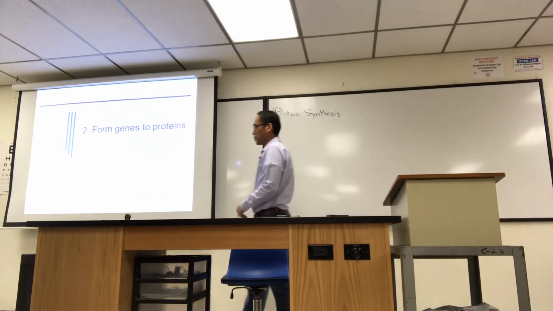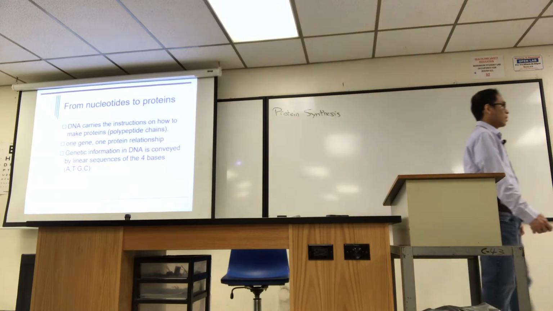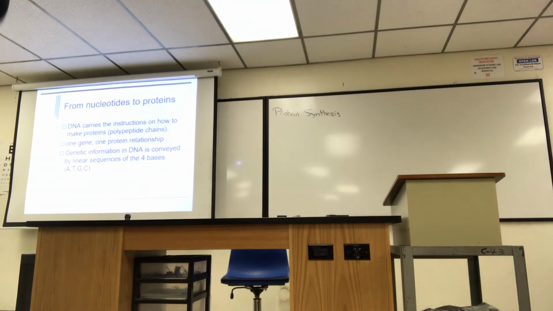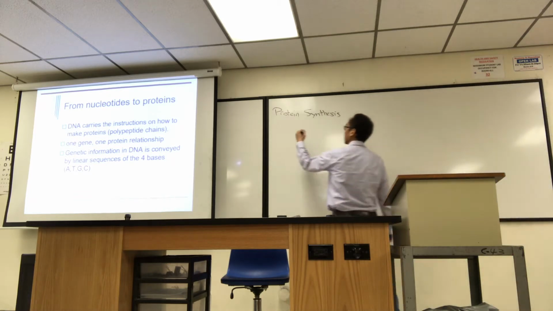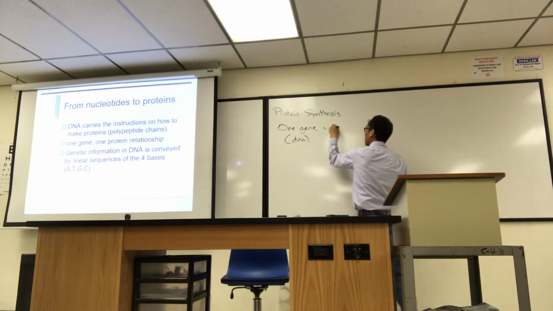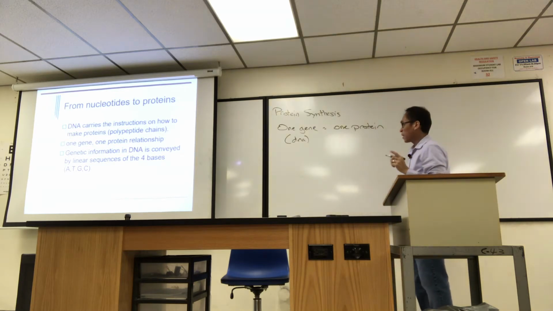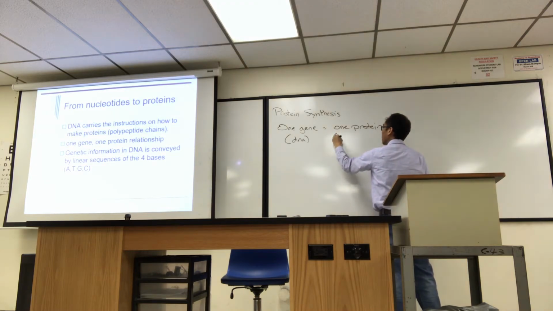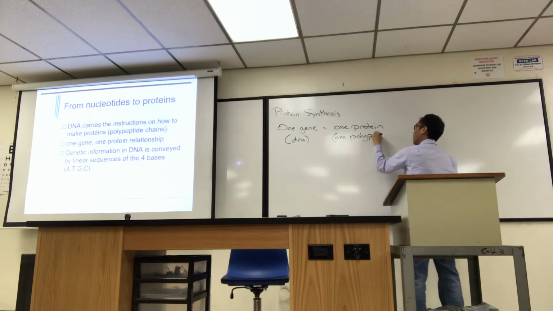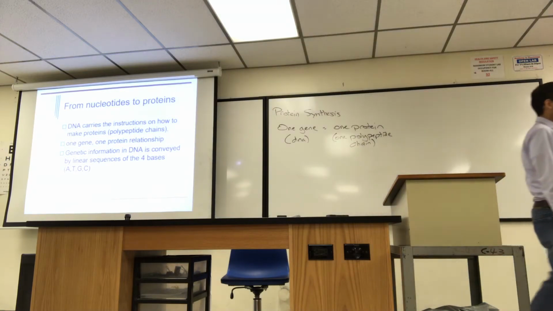Well, let's start with the lecture material from genes to proteins, or protein synthesis. From nucleotides to proteins. DNA, nucleotides, carries instructions on how to make proteins. And it's a one gene, one protein relationship. One gene, which is the DNA, equals one protein. And as you'll see today, you just link together amino acids to make a polypeptide chain. One gene, one protein. That's the first thing to understand.